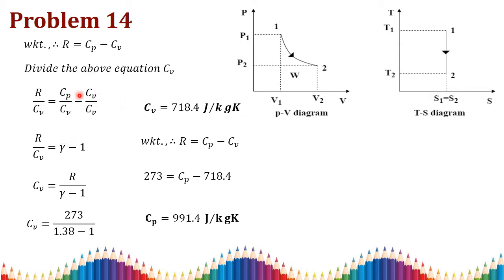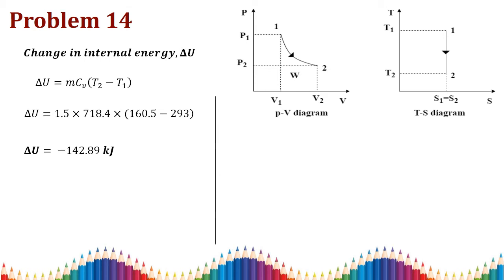Then Cv by Cv is 1, so it is R by Cv equals gamma minus 1. From this relation you find out Cv, that is Cv is equal to R by (gamma minus 1). In the previous slide we found R and also gamma, so substitute those values to get Cv. In a similar way we need to find Cp, so substitute the Cv value and R value in this equation to get Cp as 991.4 kilojoule per kilogram Kelvin.